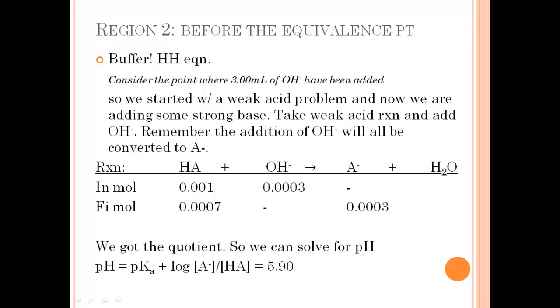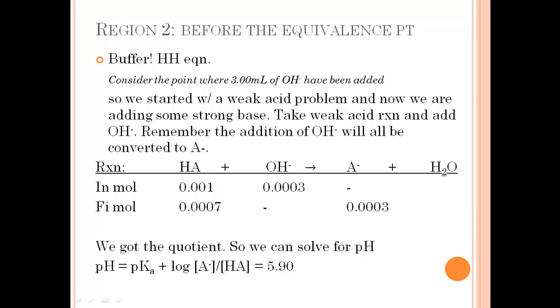Region number 2 should also be pretty simple because we've done buffers already. Before the equivalence point, after the first drop of base has been added, now we have a buffer, because we started with a weak acid problem and now we're adding some strong base. Remember that any addition of a strong base is going to be immediately converted to A minus, that weak base conjugate. So let's consider a point where we're adding 3 mL of strong base.